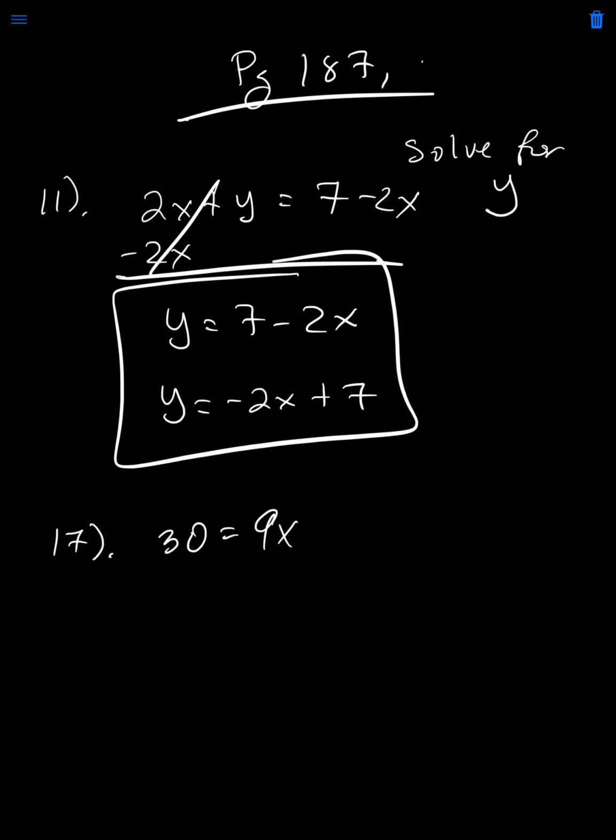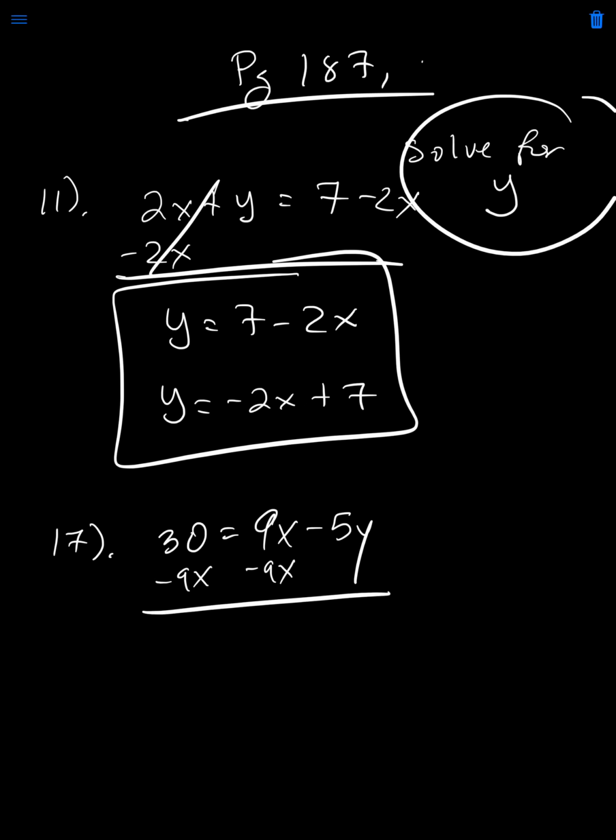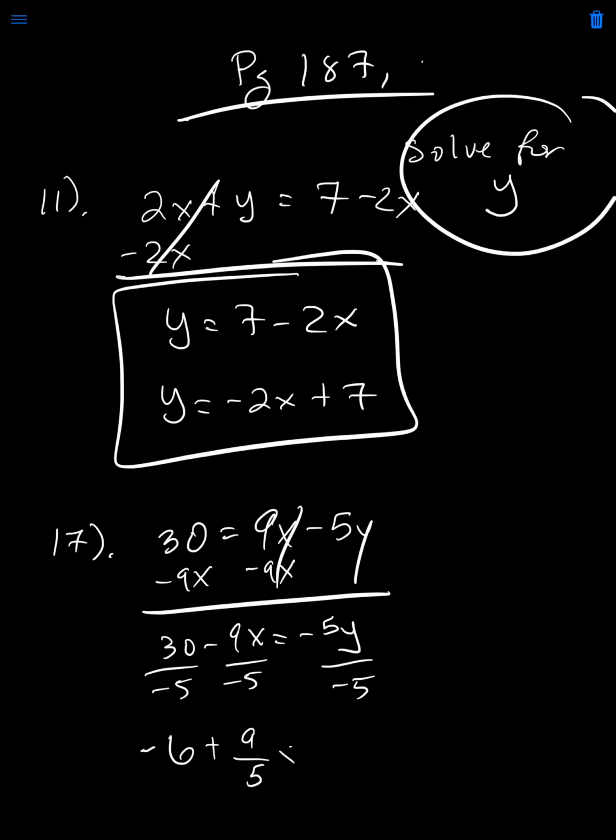Now let's do one where it gets a little ugly, like number 17. For 17 you have 30 is equal to 9x minus 5y. Again, we're solving for y. So I'm going to subtract 9x on both sides. So 30 minus 9x is equal to negative 5y.